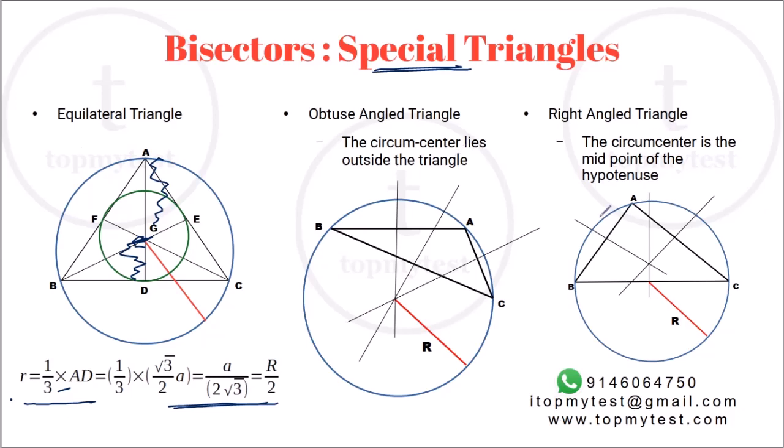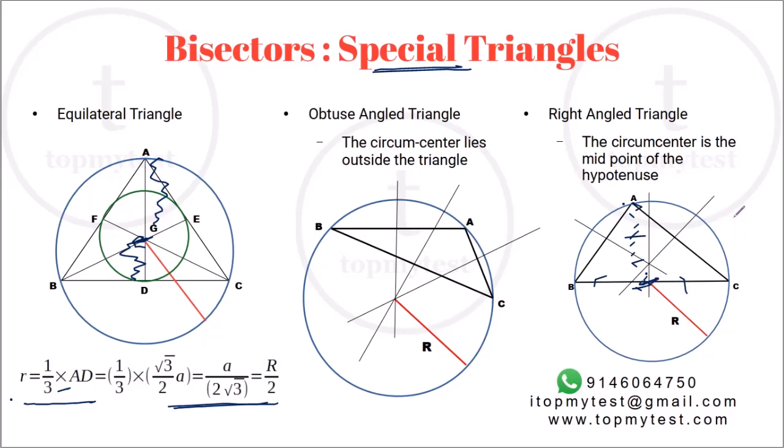And for a right angle triangle, the circumcenter is the midpoint of the hypotenuse. How does it come across? If you drop the median to the hypotenuse, the median is equal to half the length of the hypotenuse. So this distance and this distance are all equal. When these three are equal, this point is equidistant from the three corners. What is that point called? That point is called the circumcenter. So the midpoint of the hypotenuse is your circumcenter, and half the hypotenuse is your circumradius for a right angle triangle.